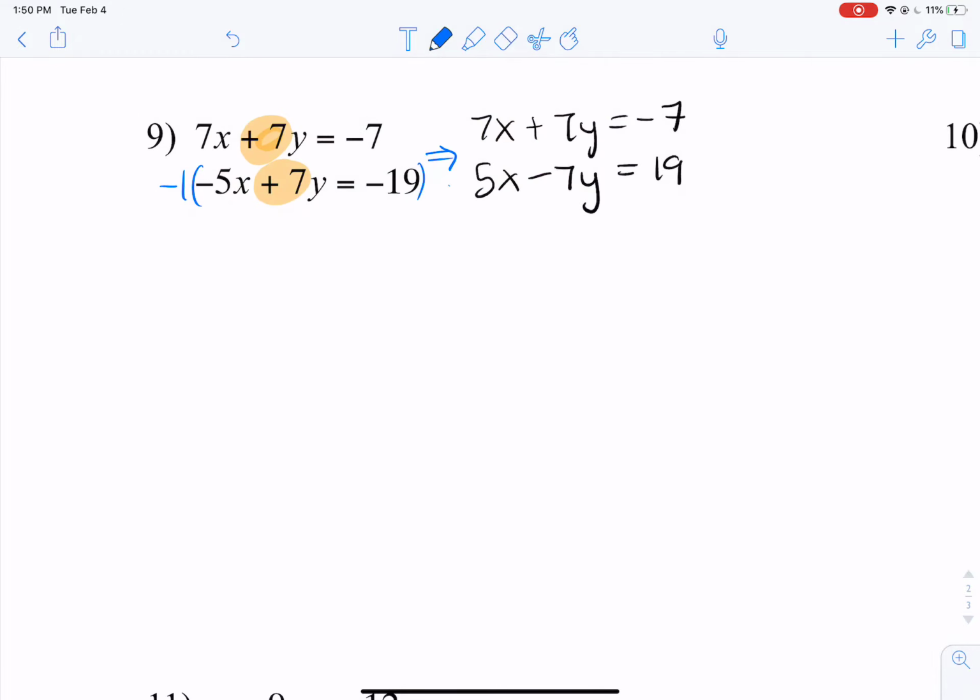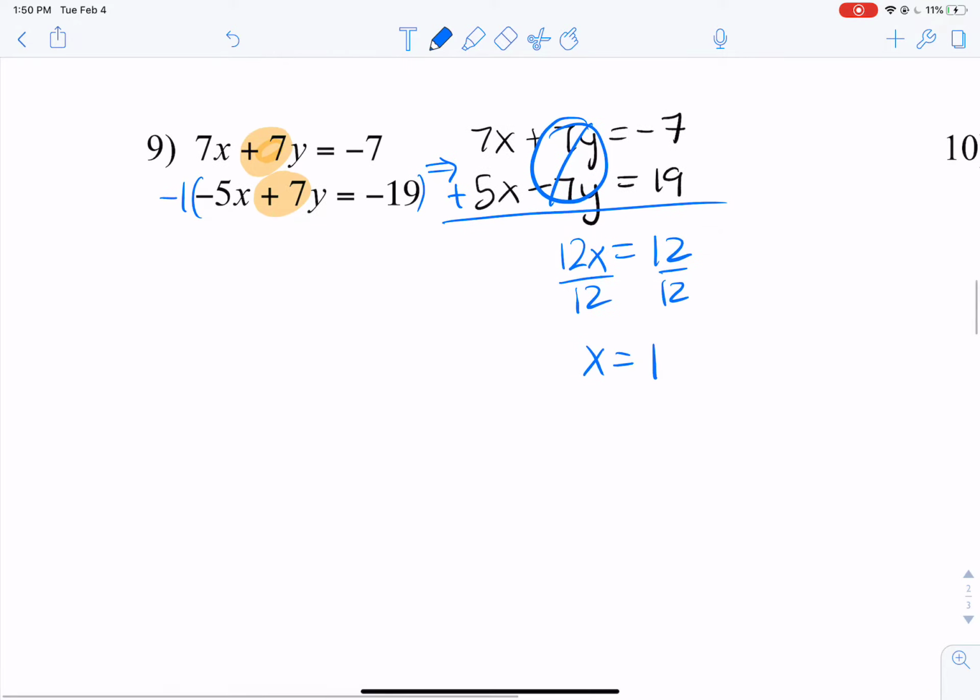Now, when I add downwards, that's going to eliminate the y's because they're now opposites: 7 and negative 7 becomes 0. So adding everything else, 7 plus 5 is equal to 12x, and negative 7 plus 19 is equal to positive 12. So dividing by 12, the x value is going to end up being 1.